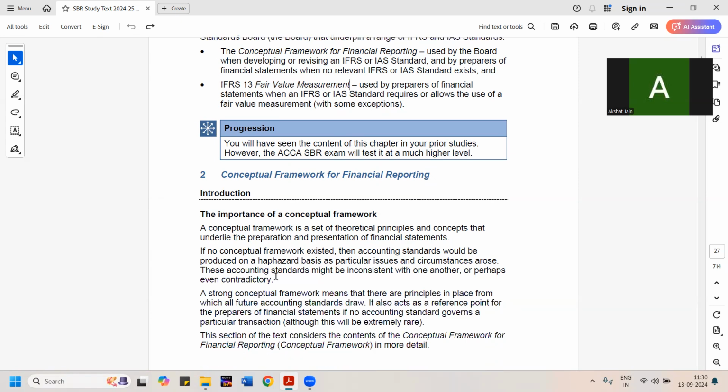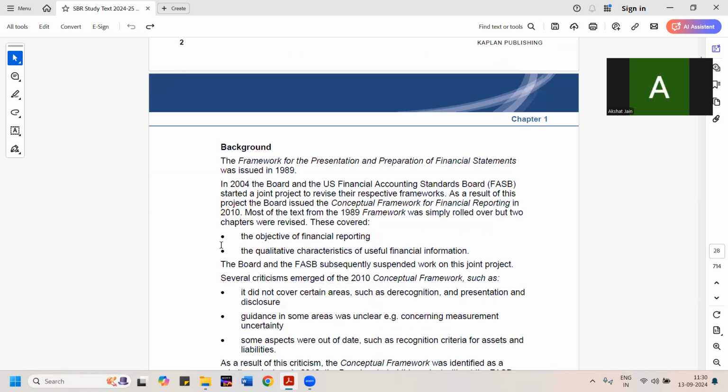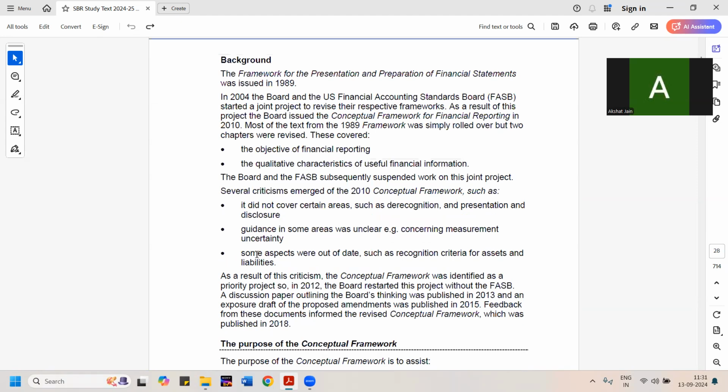The importance of the conceptual framework is mainly towards investors and shareholders. We'll get to how it is relevant to these people. First, the background is not very necessary in terms of examinations.